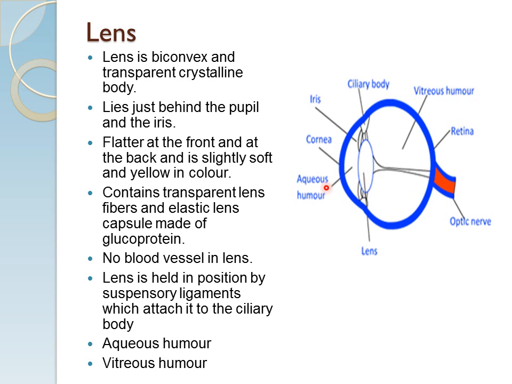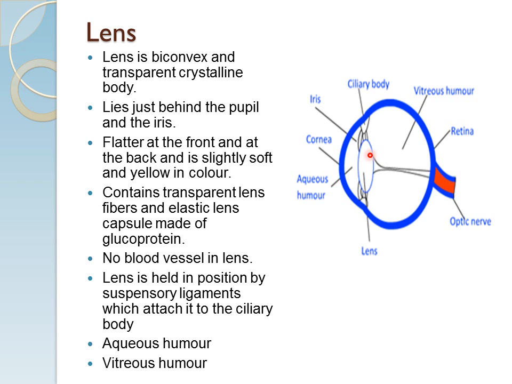It lies just behind the pupil and the iris. See, the iris is here, and just behind the pupil we will see this lens. It is flatter at the front and at the back, and it is slightly soft and yellow in color. So this is mainly the nature of the lens. We can get different types of artificial lenses also, which can change the normal color of our eye lens. That is the artificial one, but normally the natural one is slightly yellowish in color.